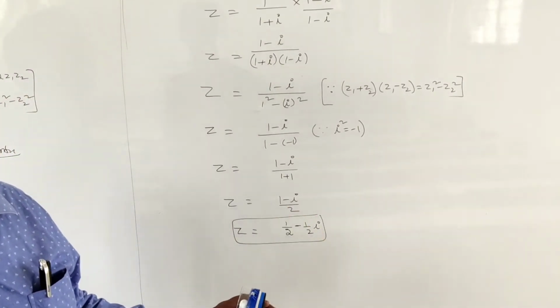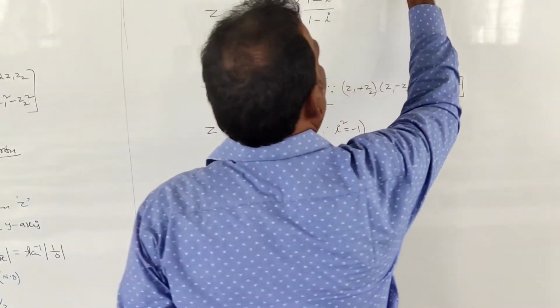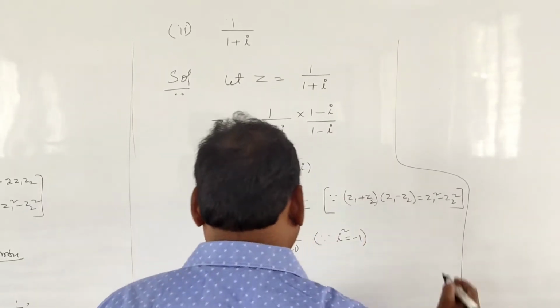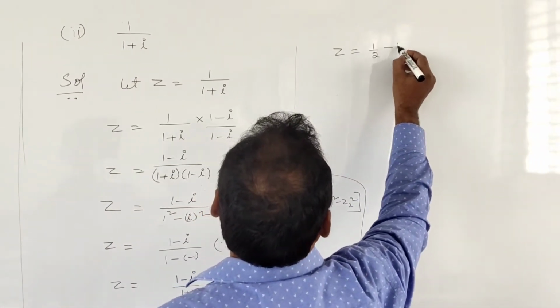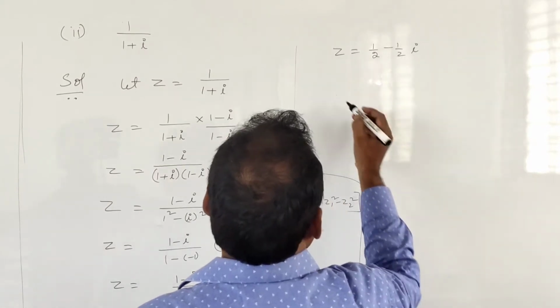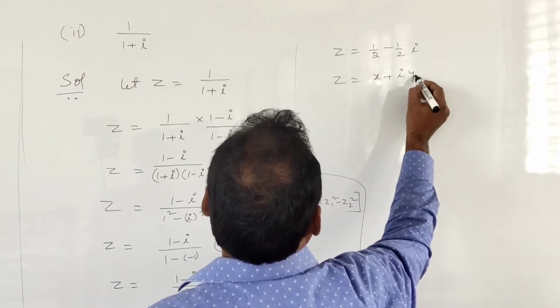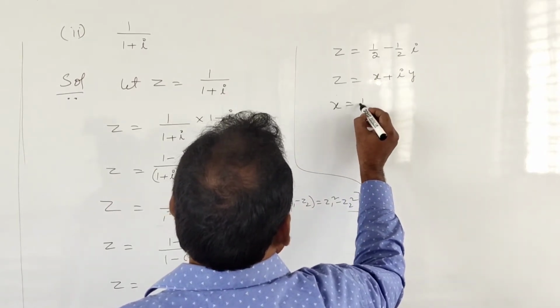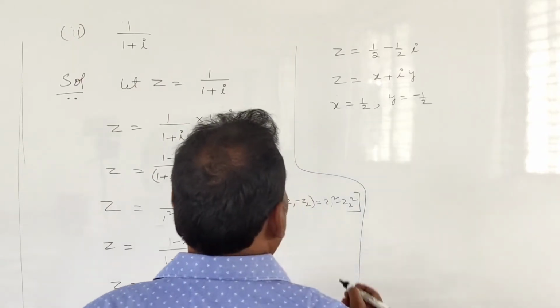Now we are going to calculate the modulus and the argument. I told you what is meant by the argument of a complex number. z is equal to 1 by 2 minus 1 by 2 i. So it is in the format z is equal to x plus iy. What is x? x is equal to 1 by 2. What is y? Minus 1 by 2.